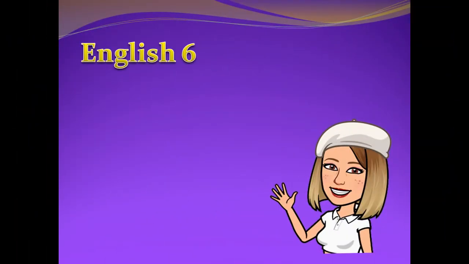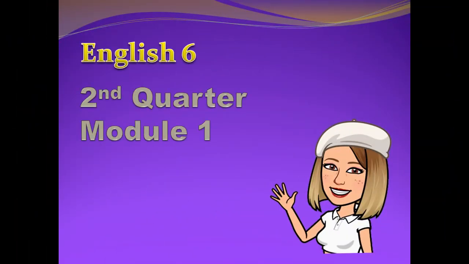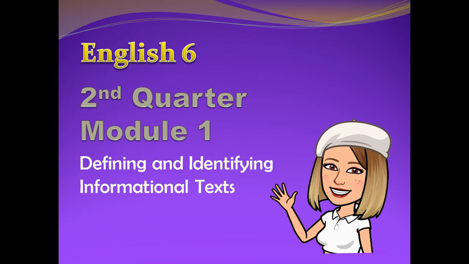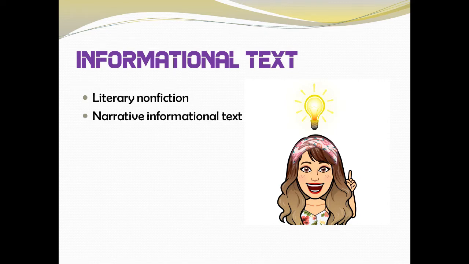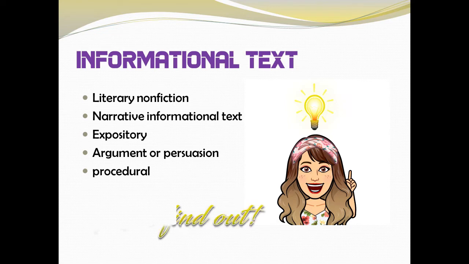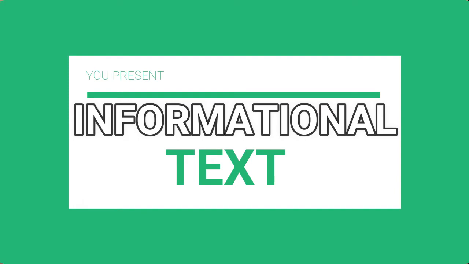It's all about English 6, second quarter module 1, defining and identifying informational text. In this video, we will learn more about informational text, and there are specifically 5 types. These are the literary nonfiction, narrative informational text, expository, argument or persuasion, and procedural. Let's find out information about them.